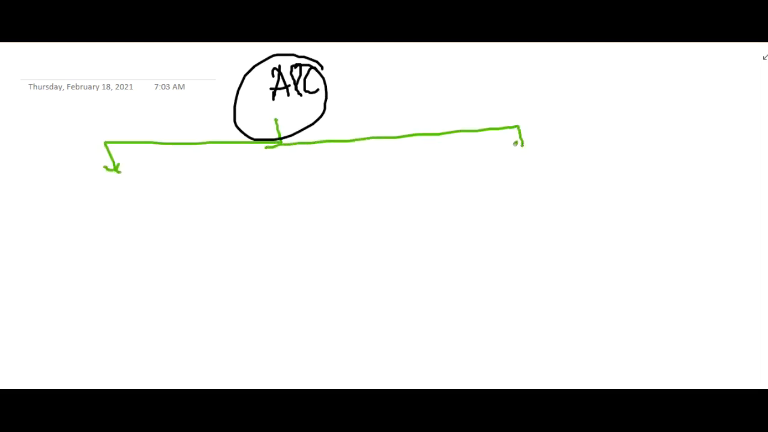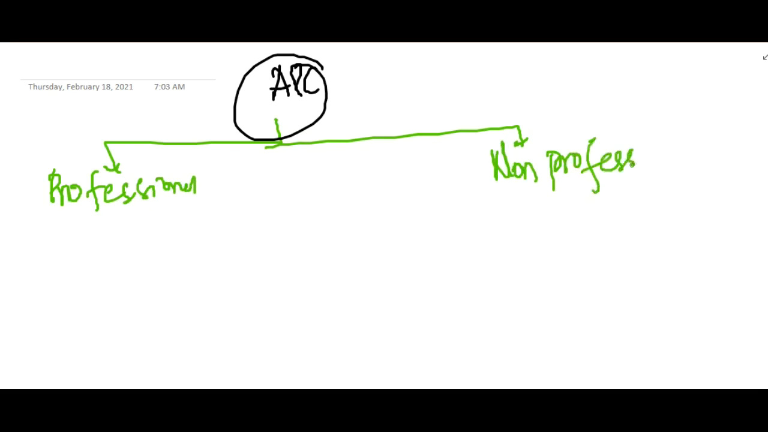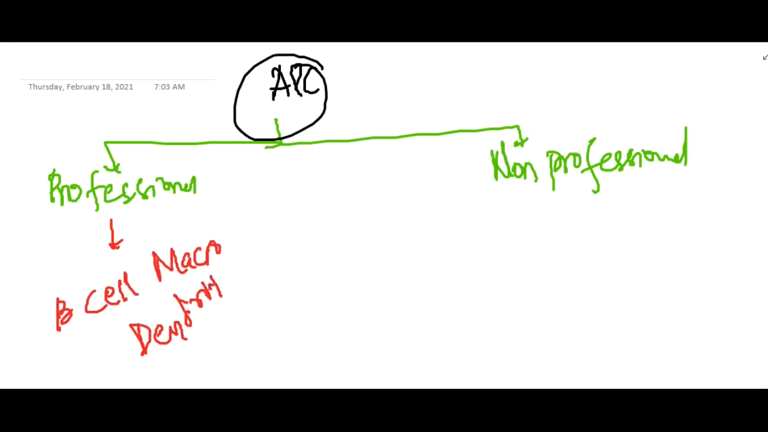So first we will learn some important points about antigen presenting cells. Antigen presenting cells are actually of two types. One, we have professional antigen presenting cells. Second, we have non-professional antigen presenting cells. In professional antigen presenting cells, we have B cells, macrophages, and then dendritic cells will be present.